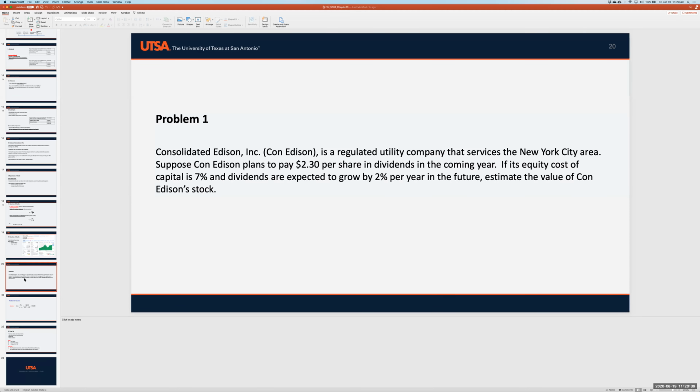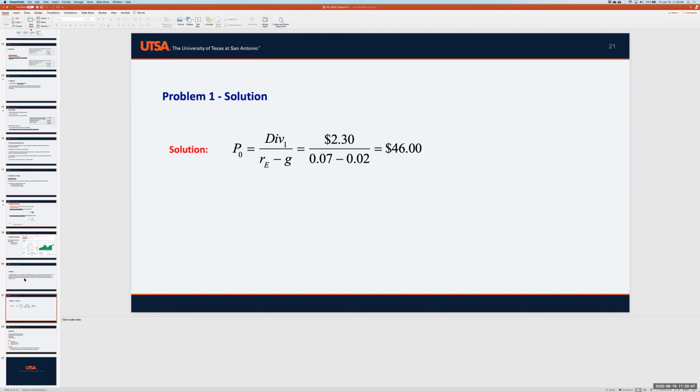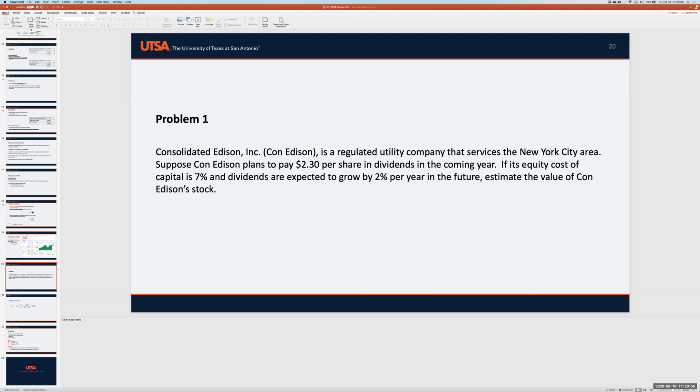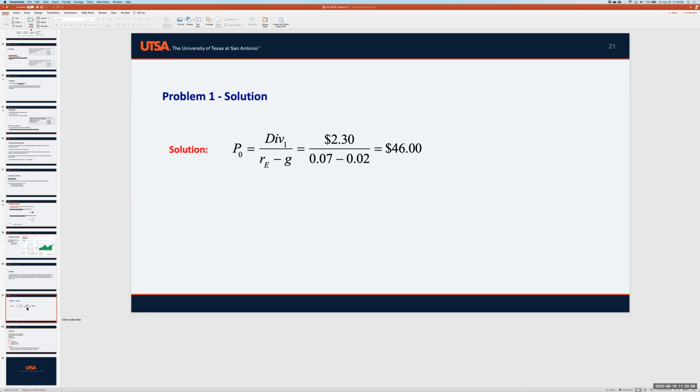So we know the calculation, right? We know the formula for this question. Just remember, we have dividend payments, and we have return on equity, or the question says the equity cost of capital. So it's R_E minus the growth rate. All the data is given: the dividend per share, the cost of capital, and the growth rate. So the price of this stock should be 46 based on this calculation.